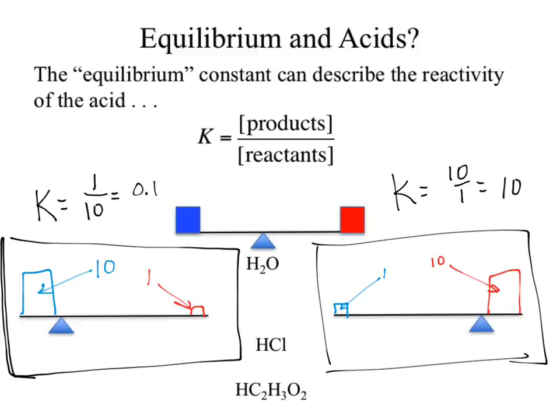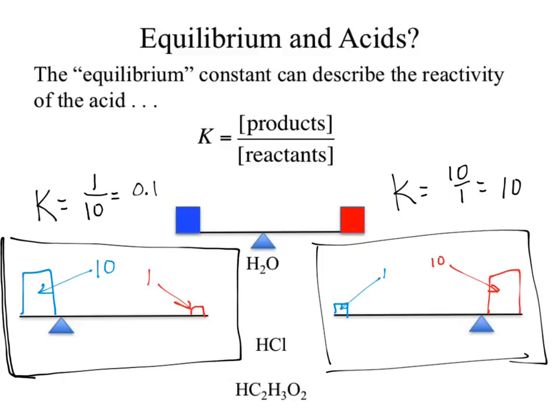To be a negative K, the products or the reactants must be negative. Can we have a negative concentration? No. We'll never have negative K values. Even with anything you can think of, we will never have negative K values.